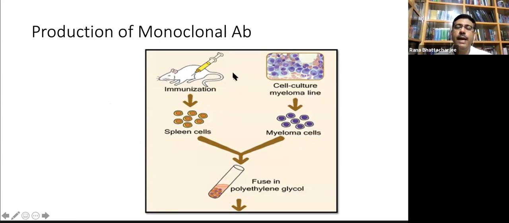So here the animals are injected with the antigen, and the spleen cells are harvested and they are fused with the myeloma cells, and they're cultured together, and a large amount of antibody is produced. And as the spleen cells and myeloma cells are fused, only one clone of cell produces that antibody. So this antibody is specific to a particular epitope of an antigen.